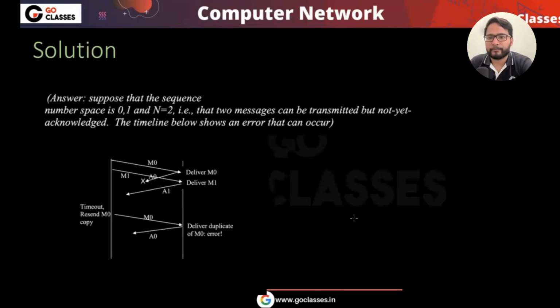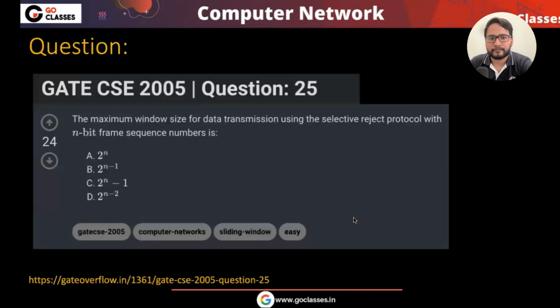Little bit. Great. Let's just solve this question. The maximum window size for data transmission using the selective reject protocol with n bit frame sequence number is... What is the answer?